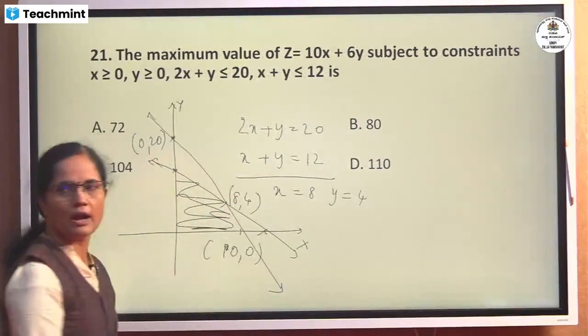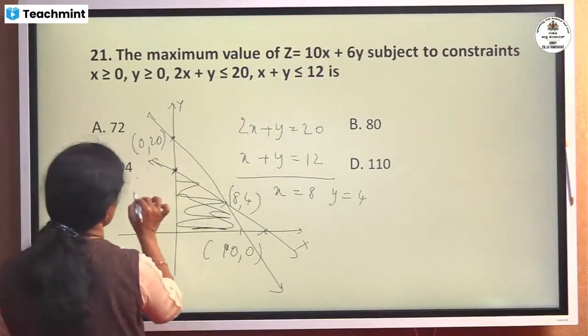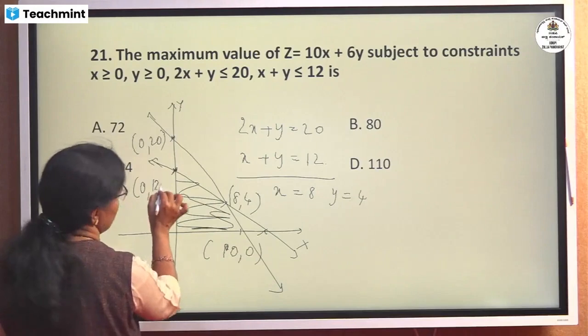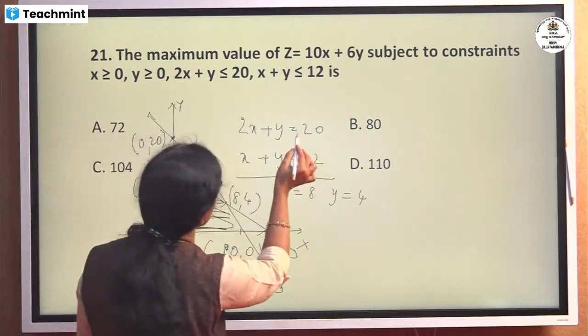Yes, you have to calculate the optimal values at these points. So this is the point 0, 12 here. At 0, 12, what is the value of the function?